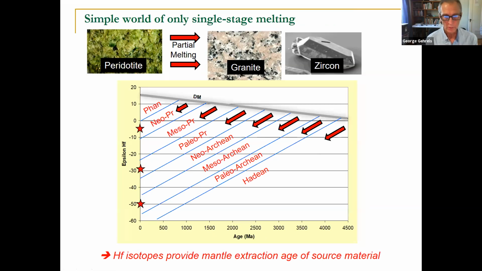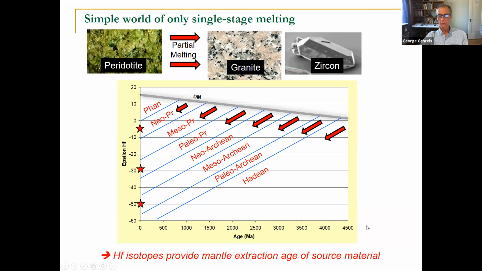So this is pretty cool. We can use epsilon hafnium values here, just projected back along these evolution lines until they hit DM. And then we can tell great stories about mantle evolution, mantle melting events, crustal evolution, growing new crust, new zircon back through time. And so if the world were really simple, where this is how it always worked, that you melt the mantle and you make a granite, then you could use this hafnium isotope system kind of as a chronometer. It would be the chronometer of when mantle extraction took place, when material was extracted from the mantle.